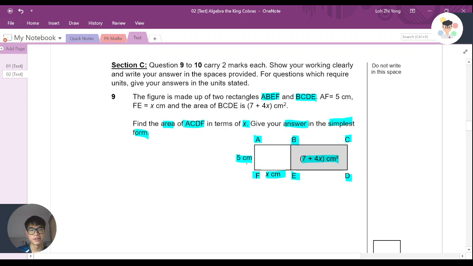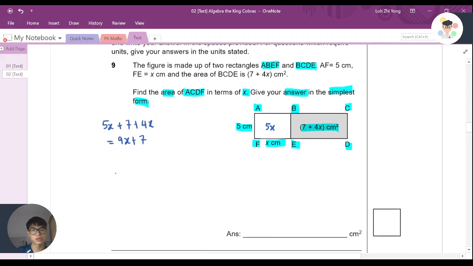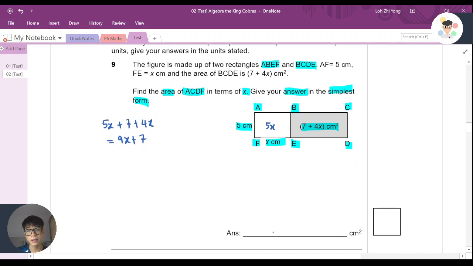So the area is 5 times x, that means 5x. And to find the area of the whole thing, you just add 5x plus 7 plus 4x, and the answer is 9x plus 7 cm squared. That's all. So the answer here should be 9x plus 7 cm squared, and we are done for this question. Okay?